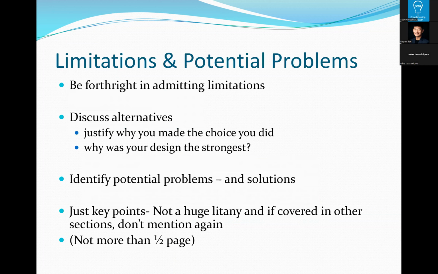For limitations and potential problems, it's important to admit that any research grant has some limitations. It can have challenges, and you need to discuss the alternatives. You may have done part of this in the rationale, but you need to discuss why you made the choices that you did and why your selected design was the strongest.